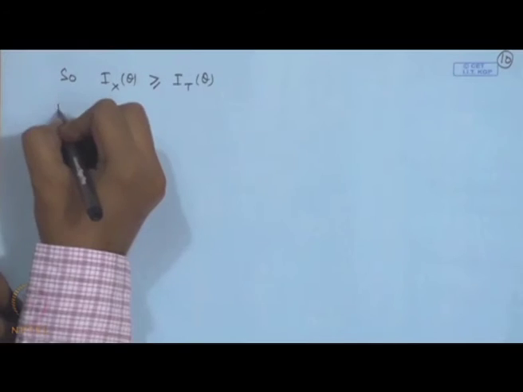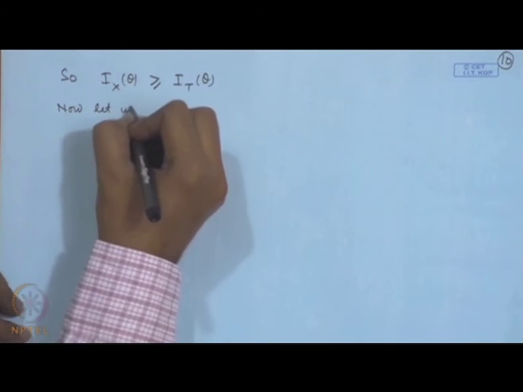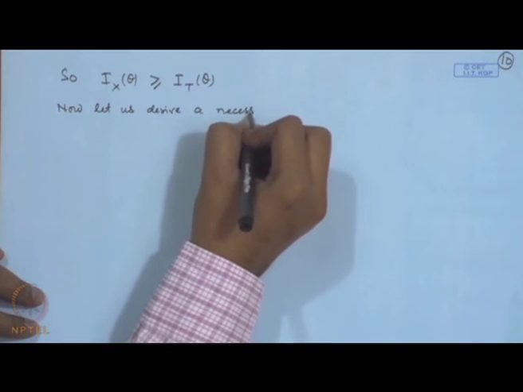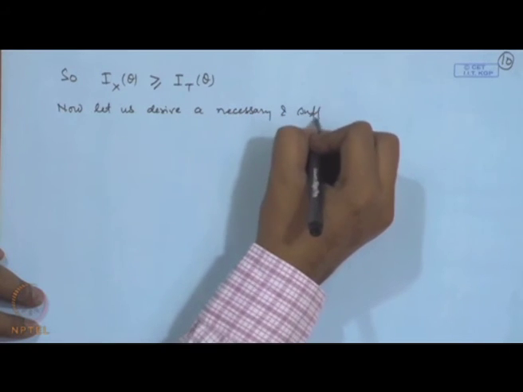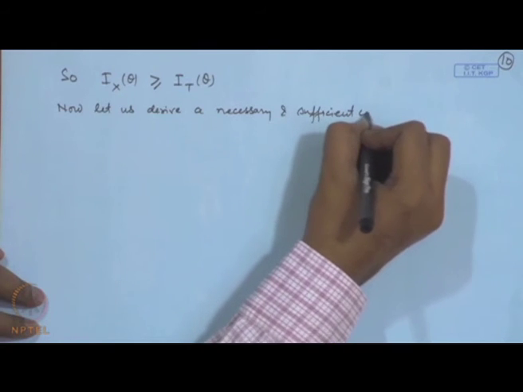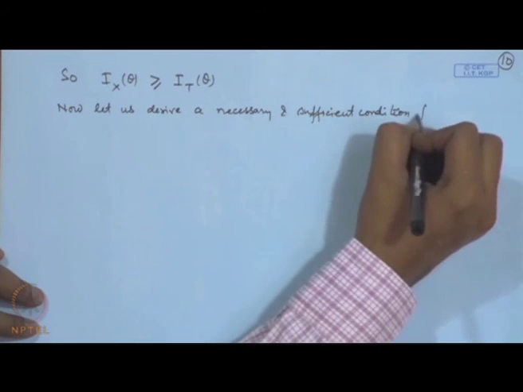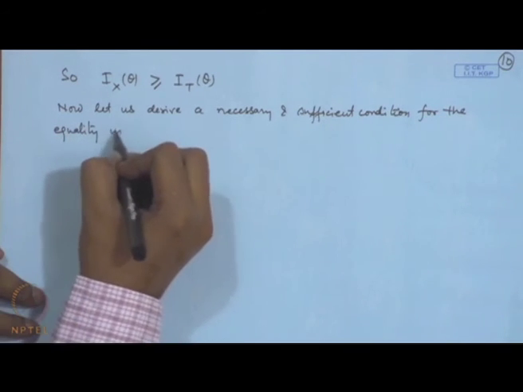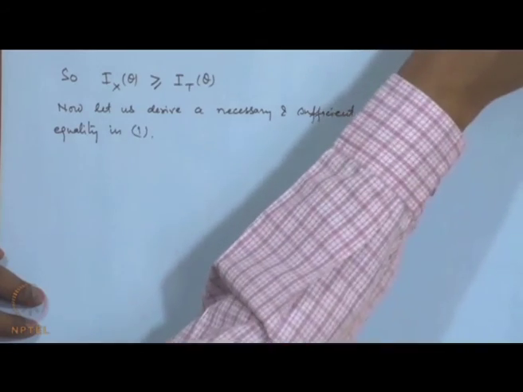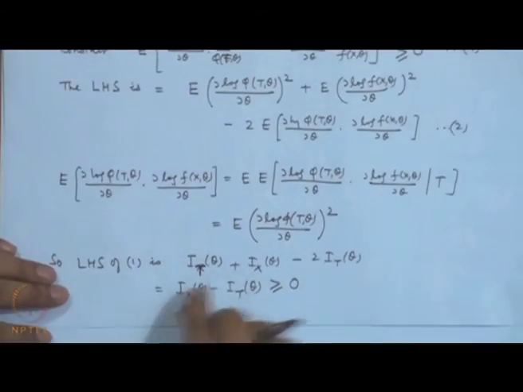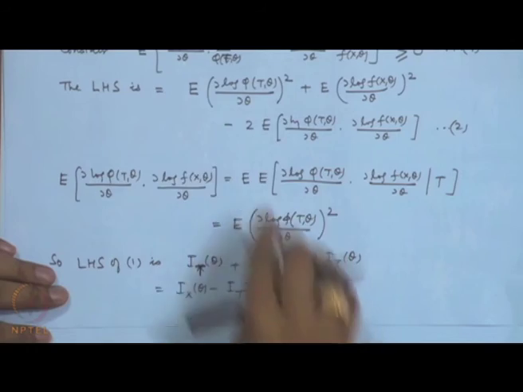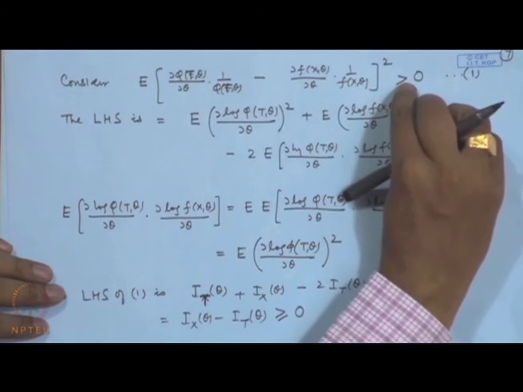Now, let us consider when we will have equality. Let us derive a necessary and sufficient condition for the equality in 1. Now, when will there be equality? If we are considering I_X(θ) minus I_T(θ) equal to 0, that equal to 0 will come if we have equal to 0 here.